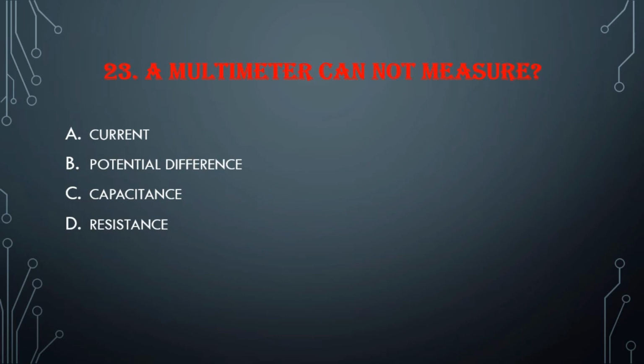The next question for you all, my friends, is: a multimeter cannot measure. The options are A. Current, B. Potential difference, C. Capacitance, D. Resistance. And your time starts now.